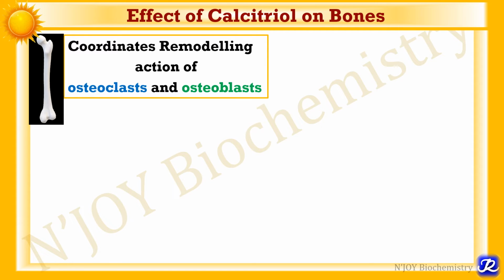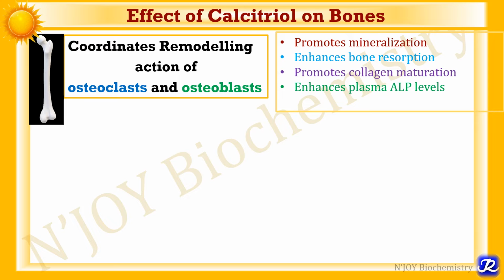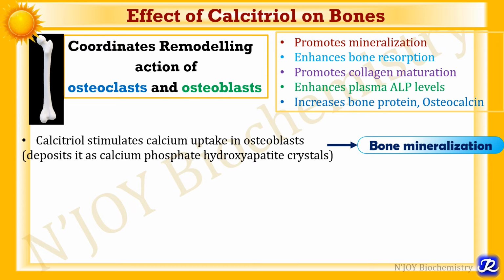This coordinates the remodeling action of osteoclast and osteoblast and ultimately promotes mineralization, enhances bone resorption, promotes collagen maturation, increases plasma alkaline phosphatase level, and increases formation of bone protein, that is osteocalcin. So the calcitriol acts on two types of bone cell, osteoblasts which are responsible for bone formation and osteoclasts which are responsible for bone resorption. This calcitriol stimulates calcium uptake in the osteoblast, depositing it as calcium phosphate hydroxyapatite crystals, and in this way it is responsible for bone mineralization.